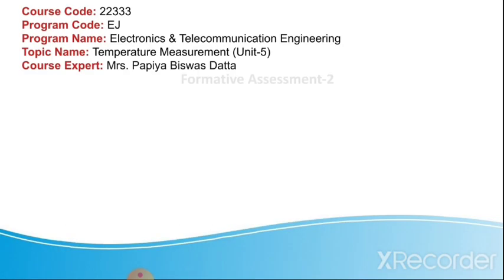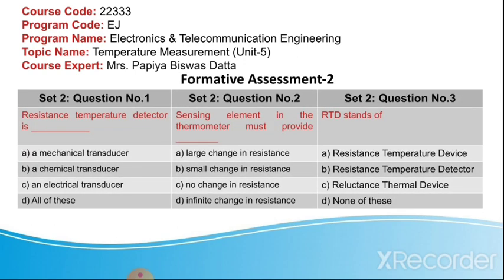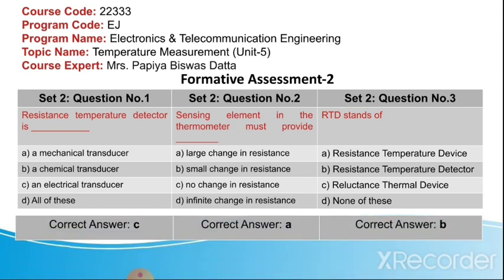Now let's just take a minute and try to answer these questions. The resistance temperature detector is what type of sensor? The sensing element in the thermometer must provide what, and RTD stands for what? I hope you got the answer. So resistance temperature detector is an electrical transducer. The sensing element in the thermometer must provide a large change in resistance, and RTD stands for resistance temperature detector.